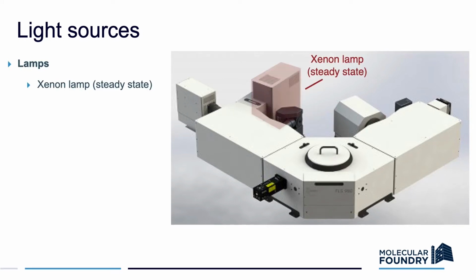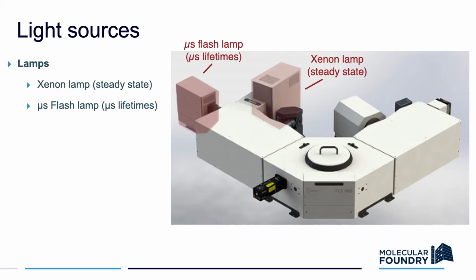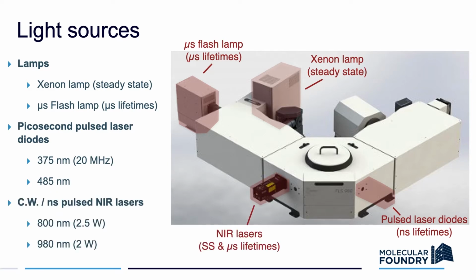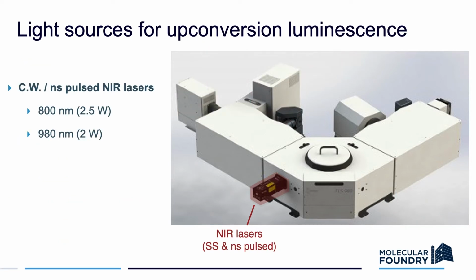Luminescence can be excited using steady-state and flash xenon lamps, where the wavelength is selected by the excitation monochromators. Or you can use picosecond pulsed laser diodes to perform time-correlated single photon counting. You can also excite samples with high-powered near-infrared lasers available at 800 nanometers and 980 nanometers. These infrared lasers can operate in both continuous wave mode and also with nanosecond pulses, which we use for microsecond and millisecond lifetimes. This video will focus on using near-infrared lasers for upconversion luminescence measurements.